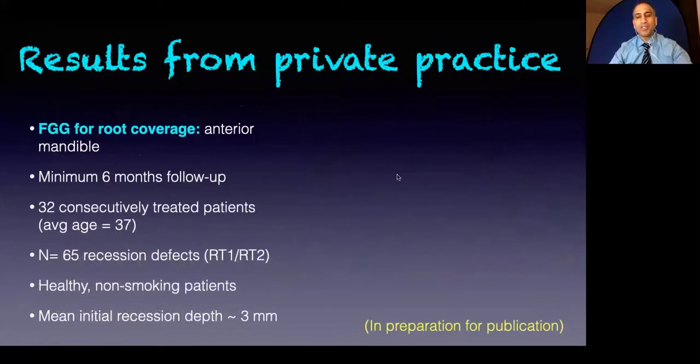So I looked at my own results from private practice, and right now I'm writing this study up with Dr. Rodrigo Neva to submit for publication, where we looked at free gingival grafting for root coverage in the anterior mandible. We looked at sites that had minimum 6 months of follow-up, and up to this point, we're at about 65 recession defects that have made the 6-month criteria. We're hoping that we'll get at least 80 or 100 over the next couple of months to be able to really make our analysis robust. Most of our patients are healthy, non-smoking, and the mean initial depth is about 3 millimeters.